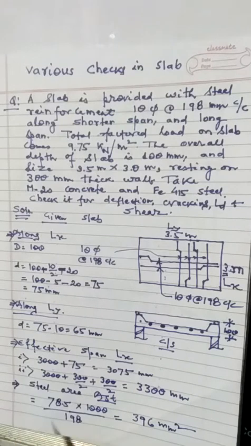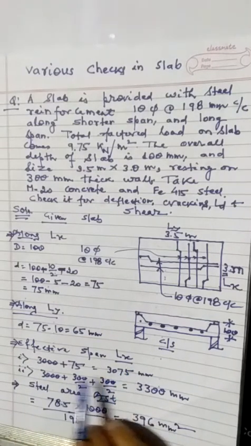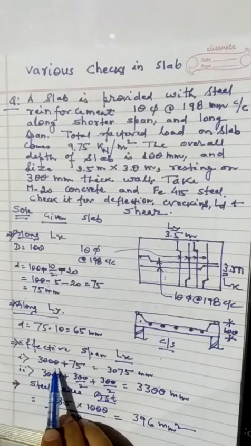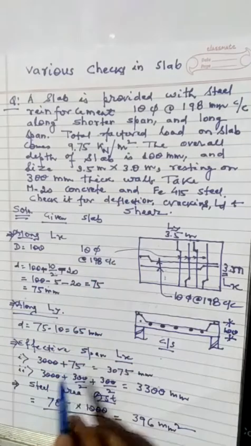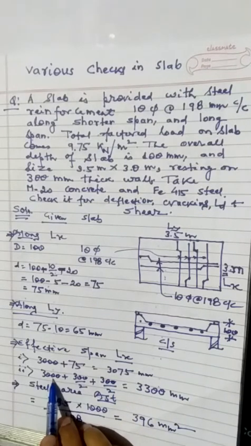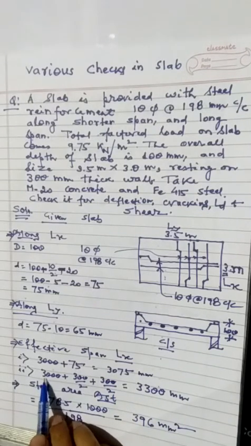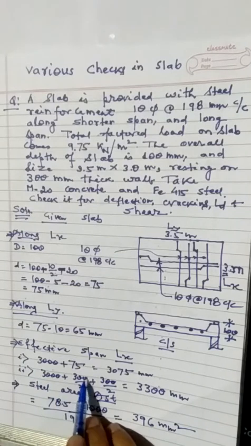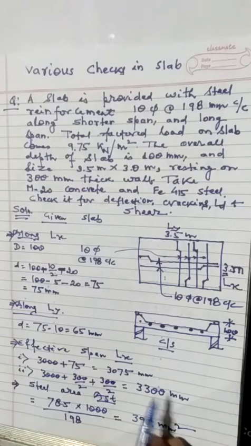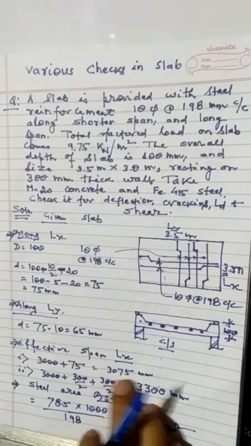Now we should know what the effective span is in this case. So the effective span in this case is 3000 clear span, that is the shorter span, 3 meter. So 3000 plus small d 75, that is 3075, or center to center span, that is 3000 plus half the wall thickness on each side, so this is 3300, and the smaller of these two is 3075 mm.